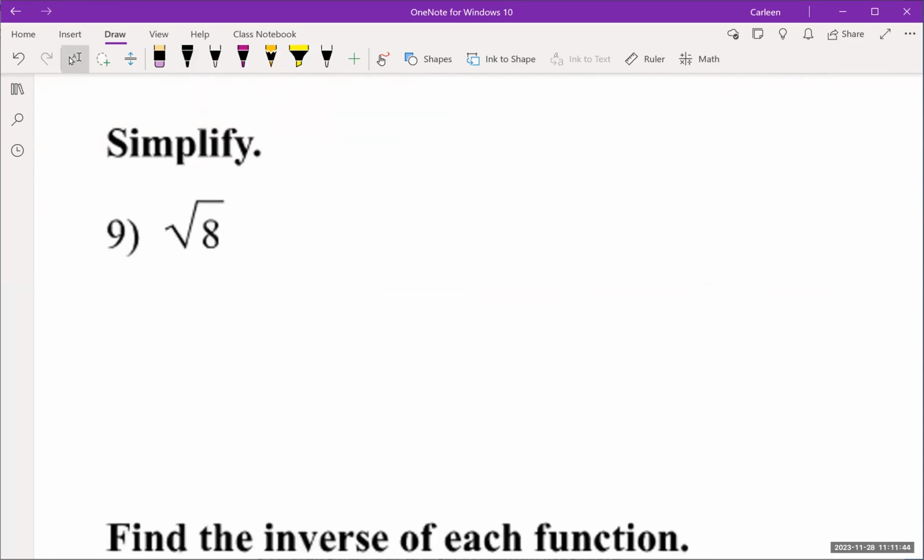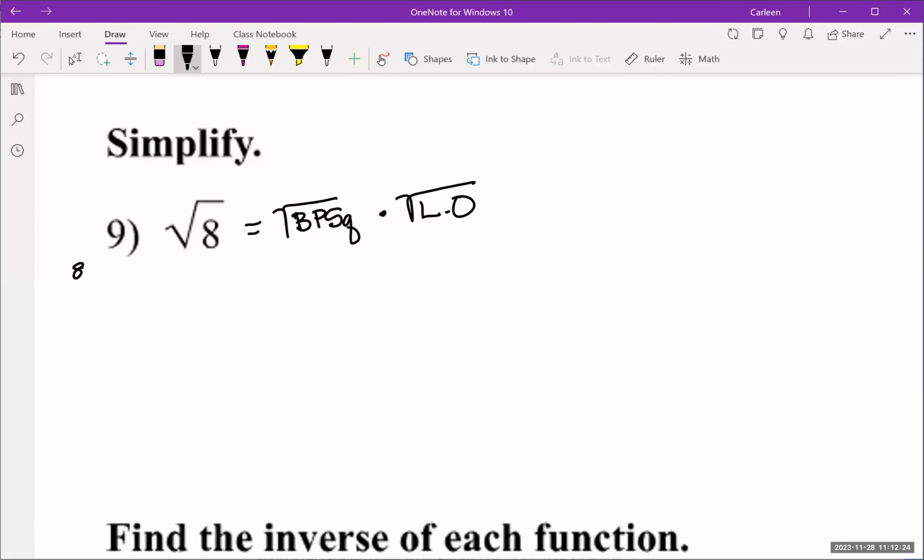Okay, simplify. This does not mean plug it in. We are not in 6th grade. That does not mean give me a decimal. Okay, so this is how we're going to do this. We are going to split this into the biggest perfect square and the leftovers. BPSQ and LO. Biggest perfect square and leftovers.